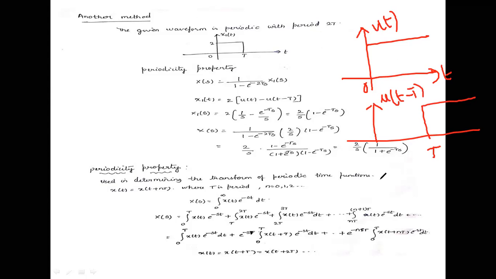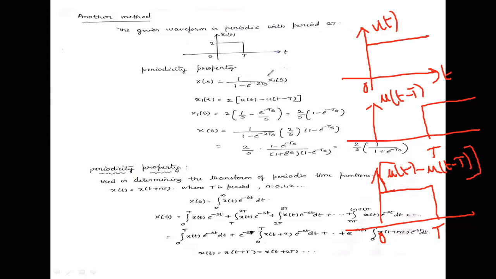Now you can subtract these two functions, mu of t minus mu of t minus T. So from 0 to T, here the 1 and here is a 0, so 1 up to the T, and from T onwards, here 1 and here 1, 1 minus 1 is 0. So mu of t minus mu of t minus T is multiplied with, because it is a periodic function, 1 by 1 minus e power minus 2sT. Why is it a 2 here? Magnitude is 2 here. Okay, what is the mu of t Laplace transformation? 1 by s. What is the mu of t minus T Laplace transformation?